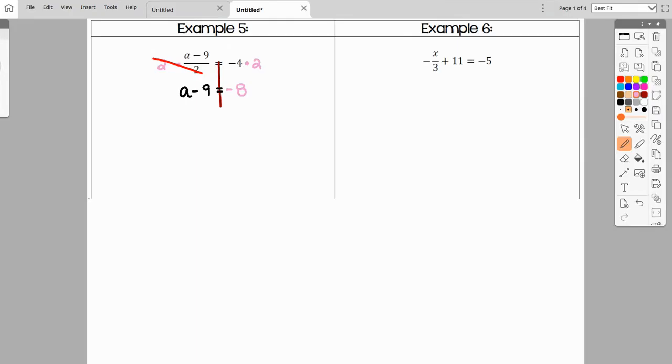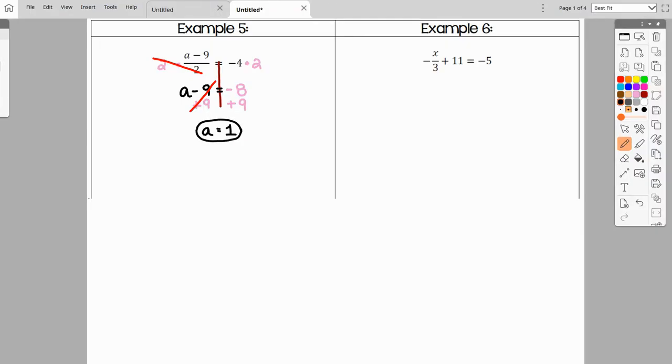From here, I'm going to go ahead and get, again, a by itself. So I will have to add 9 to each side because I must do the opposite to move it to the other side. That's going to cancel out the negative 9 plus 9, leaving me with just a on that side. And on the right side, I'll do the result of negative 8 plus 9, which is going to be 1. A equals 1 is my final answer.